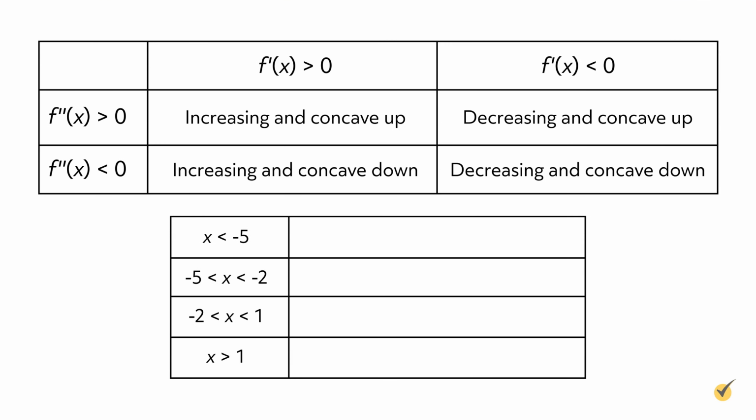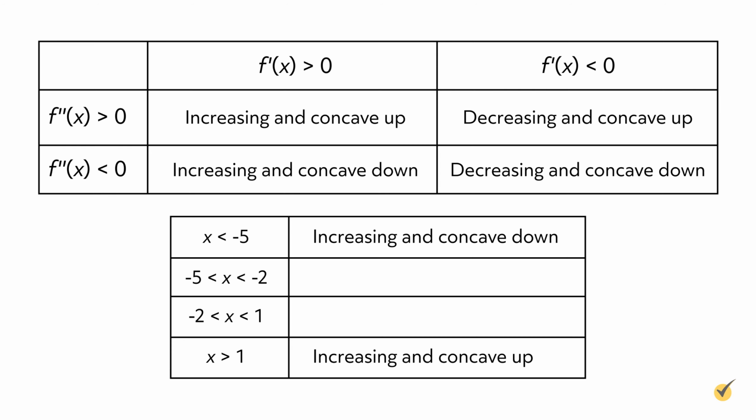Because we said the function has a positive first derivative to the left of negative 5 and to the right of positive 1, those regions are going to be classified as increasing. However, the region to the left of negative 5 has a negative second derivative, making it concave down, while the region to the right of positive 1 has a positive second derivative, making it concave up. The remaining regions between negative 5 and positive 1 both have negative values for the first derivative, making them decreasing.